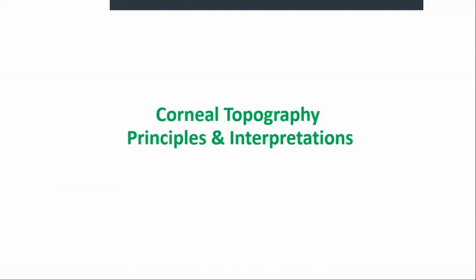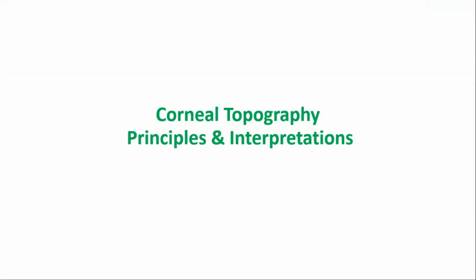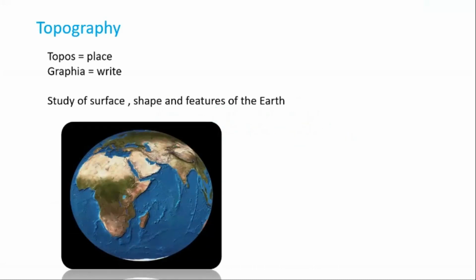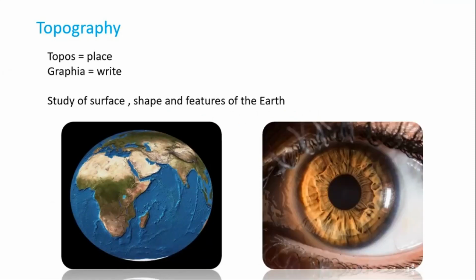So good evening, everyone. I'll be discussing corneal topography principles and interpretations today. Before going into the details, let's see where the word topography is derived from. Topos means place and graphia is to write. This word is derived from the study of surface shape and features of the earth, and it is now used to study the surface of the cornea.